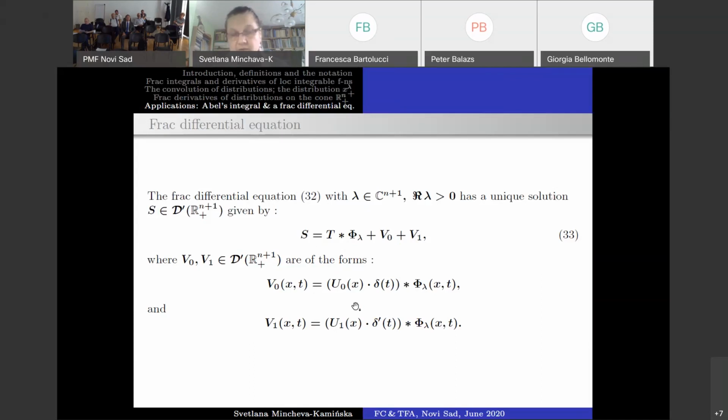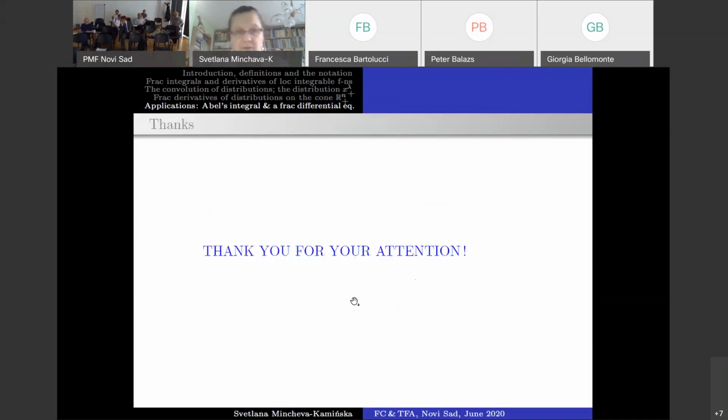They are the respective convolution of the so-called initial conditions with the respective generalized functions. And I thank you very much.